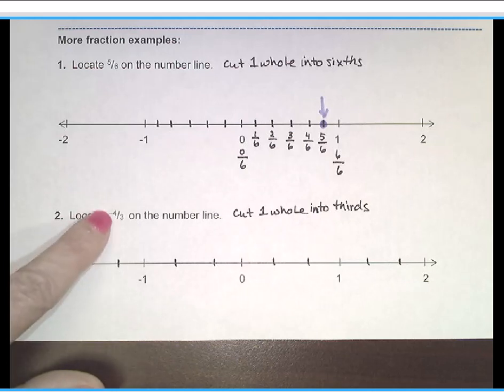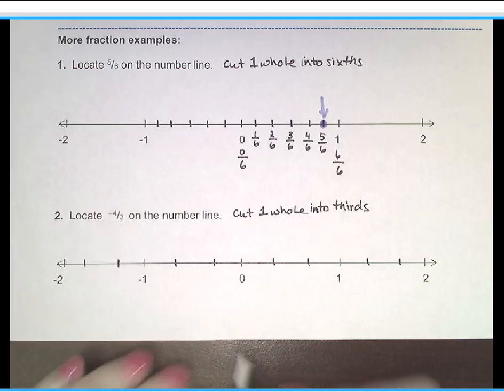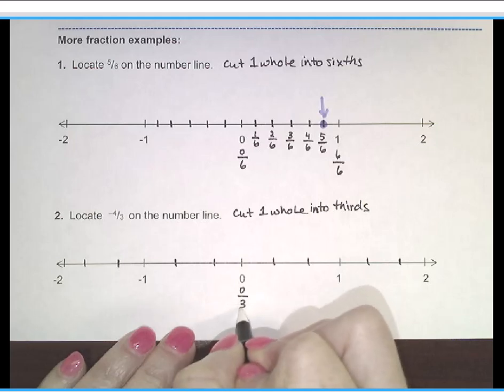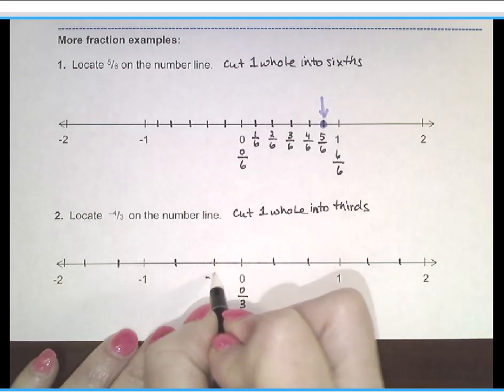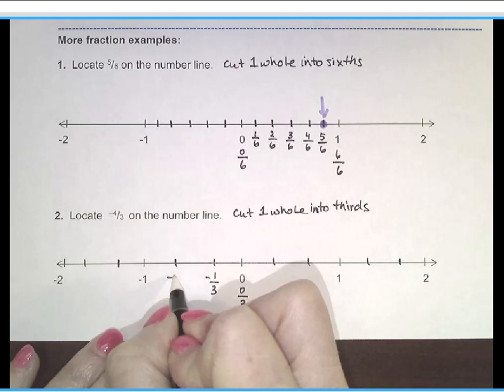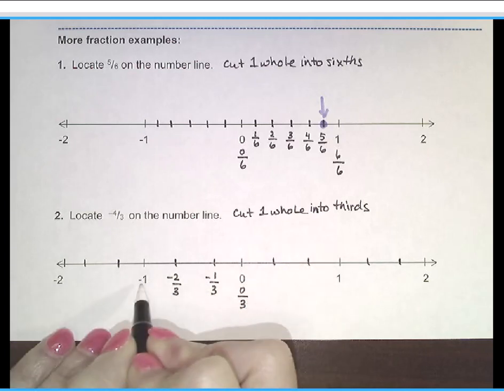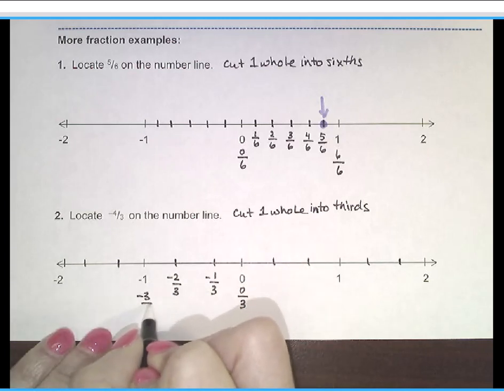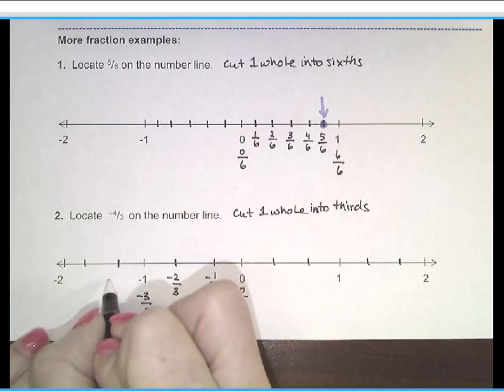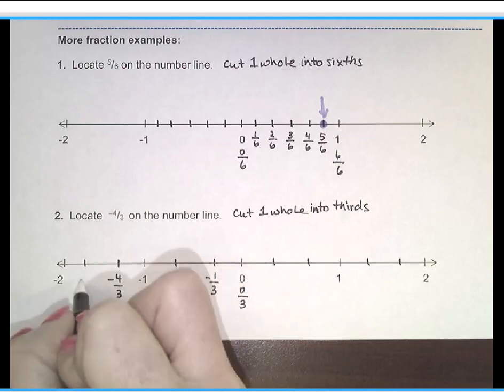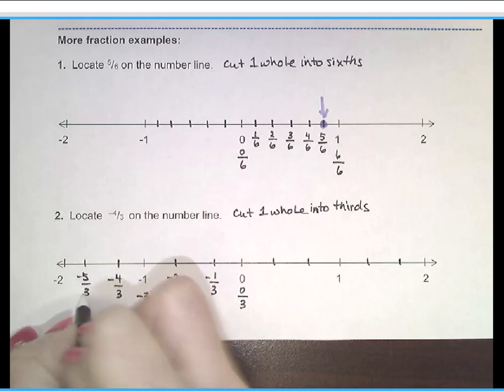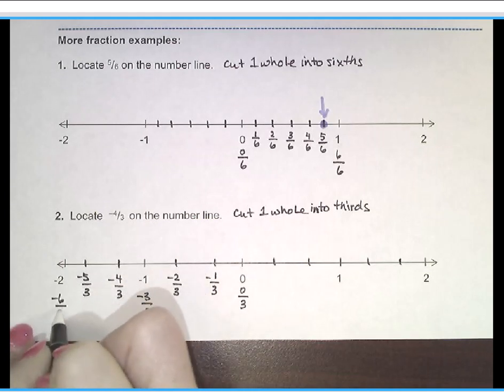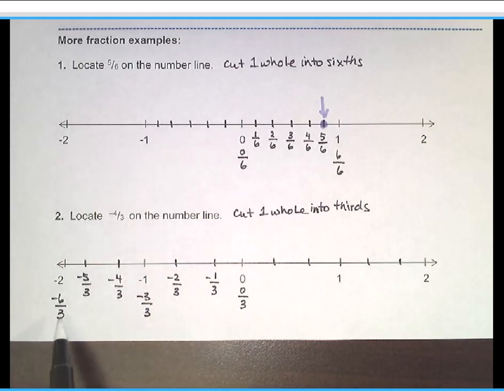And we're trying to go in the negative direction, so I'm going to count in the negative direction. This would be 0/3, and then we'd have -1/3, -2/3. -1 would be -3/3, and then you can keep counting. -4/3, -5/3. If we went even more, -6/3. Do you see how -6 divided by 3 is -2? So when you're counting this way, you've got 0, then -1, -2, -3, -4.